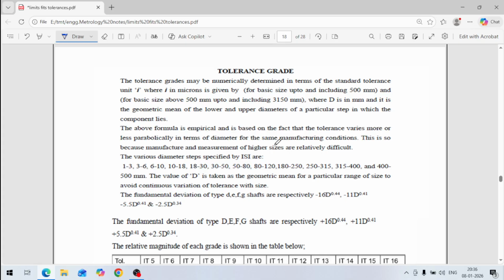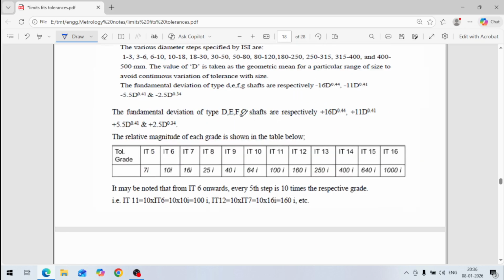Tolerance grade basically, how these are the fundamental deviations for units. I is the unit for fundamental deviation. These are tolerance grades 5, 6, 7, 8, 9, 15, 16 like that. And it is given here, this is standard tolerance 7i, 10i, 16i, 25i. I is the unit and 7i is the standard tolerance. If you multiply this I by 7, then this tolerance is calculated in grade 5. So 10i is for grade 6 like that.